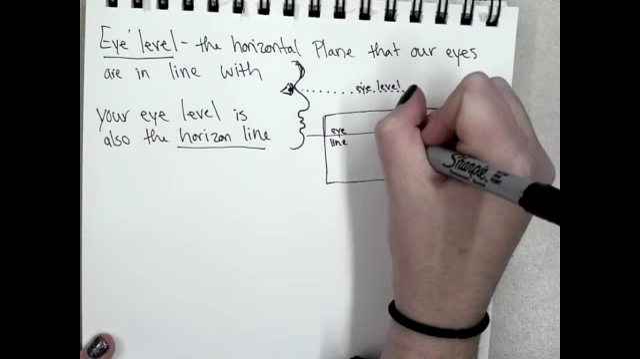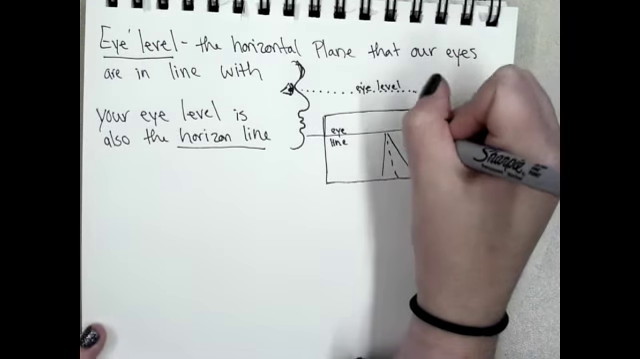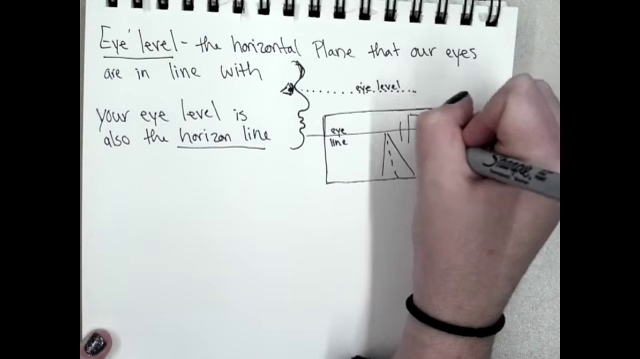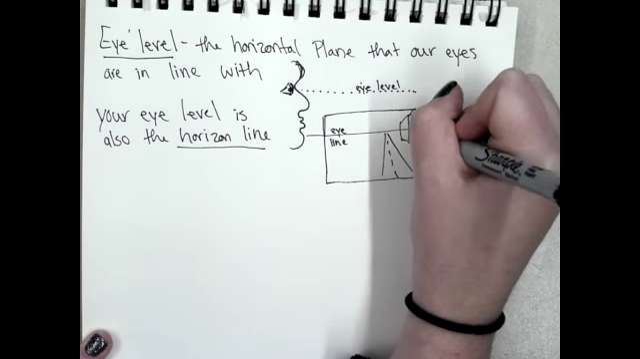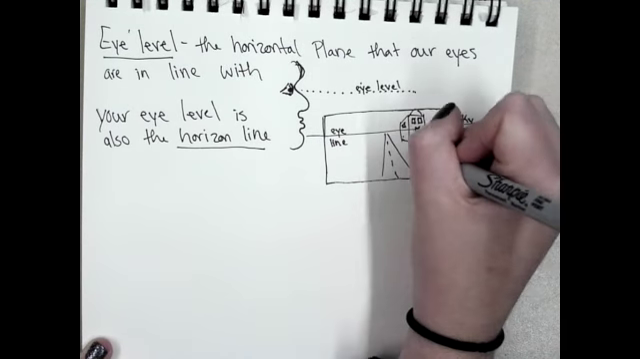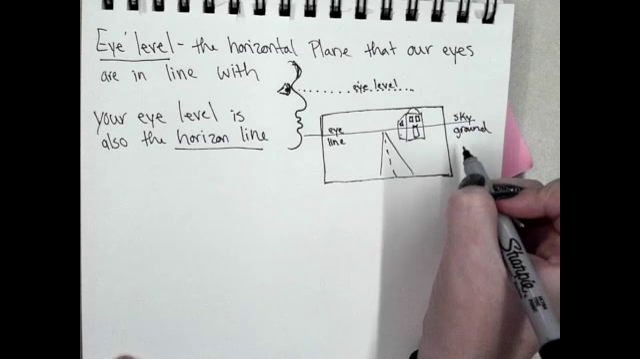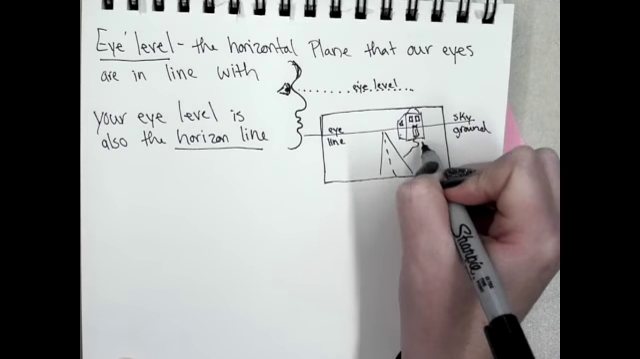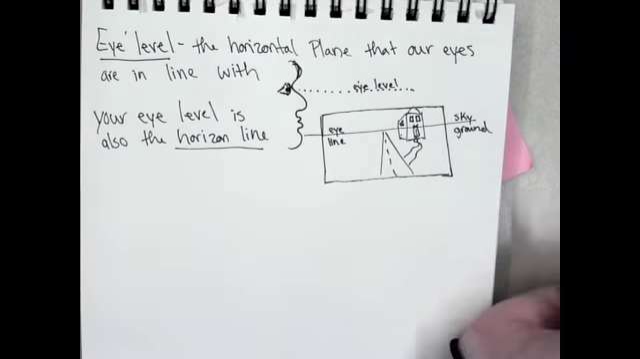Okay, so if there's a road, here's a little house for you. So good. Beautiful. Okay, sky, ground, my house, eye line.